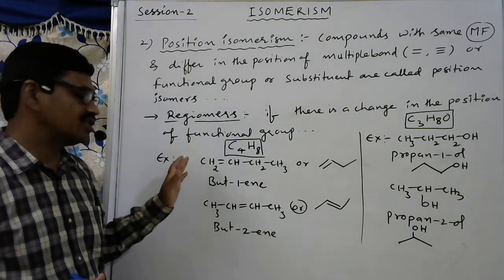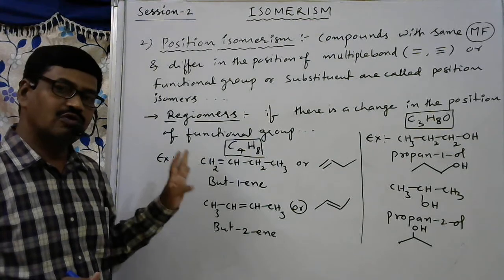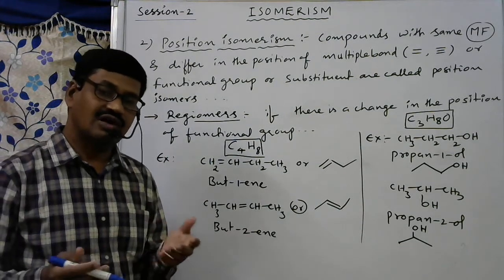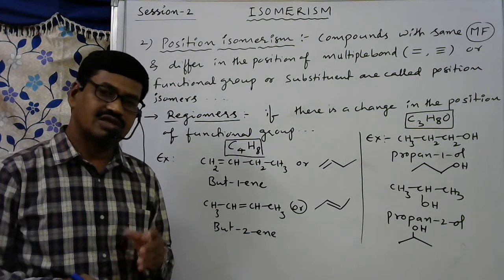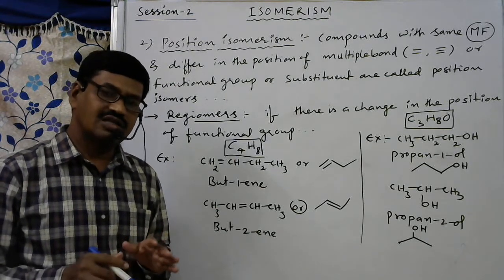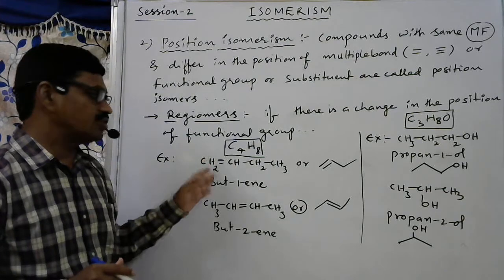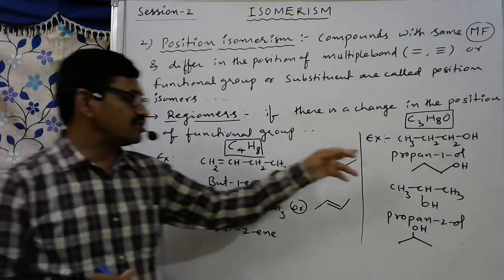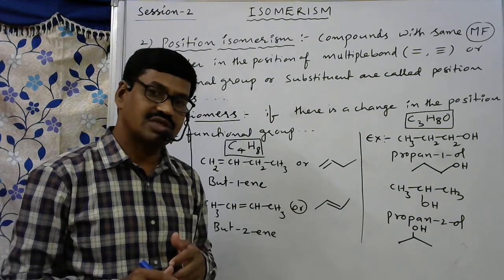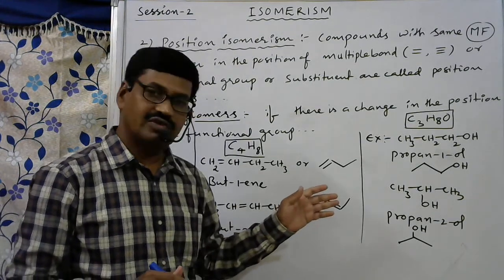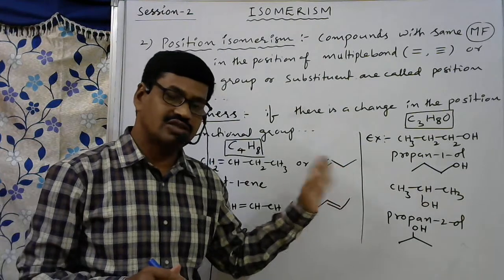For alkenes, minimum 4 carbons are required. Even for alkynes also, how many? 4 carbons are required. 3 carbons or 2 carbons containing alkenes or alkynes will not give position isomers. And similarly, for alcohols, minimum 3 carbons are required for giving position isomerism.